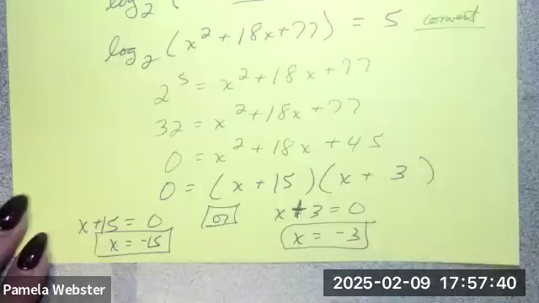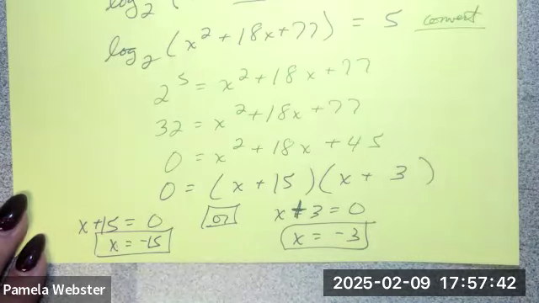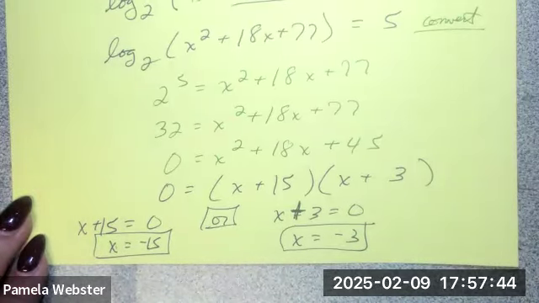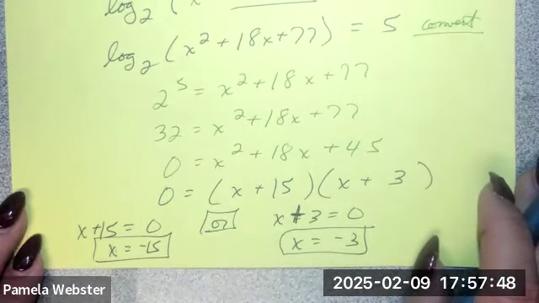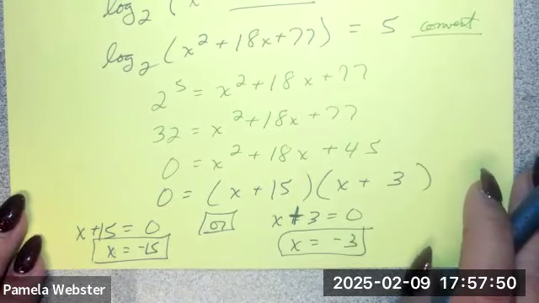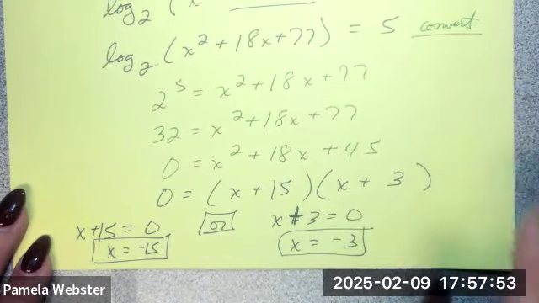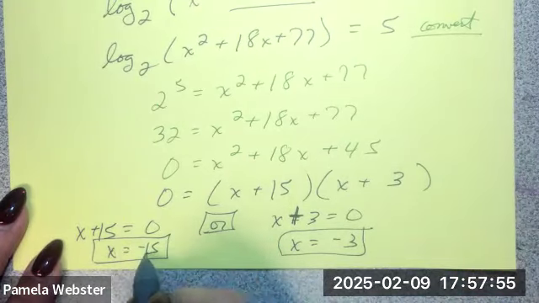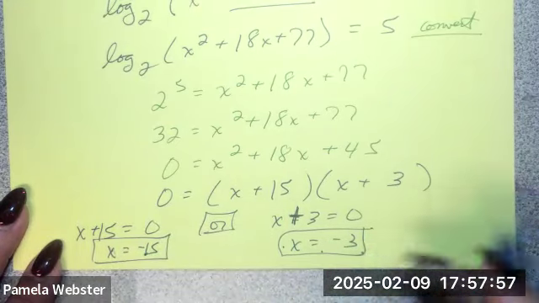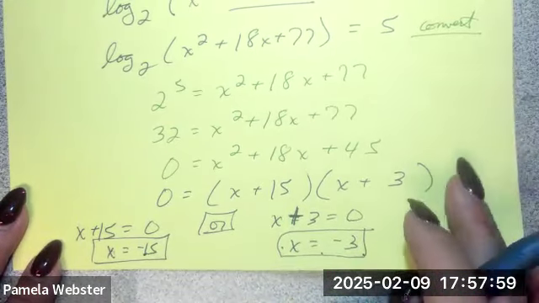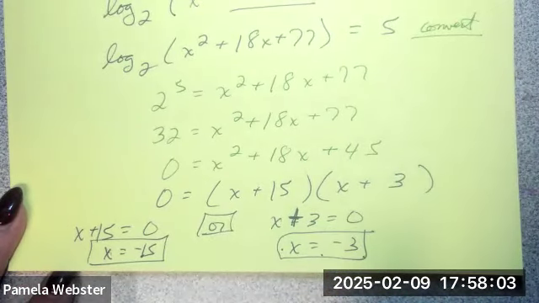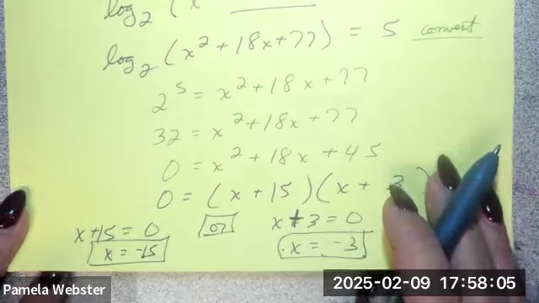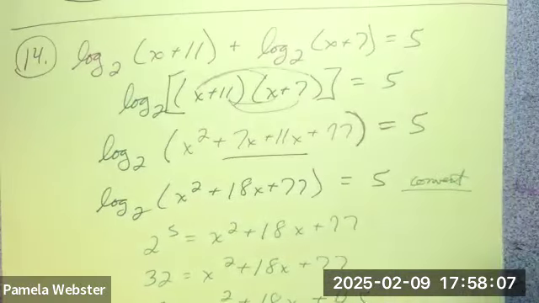Factor this. Again, hopefully you can factor really fast. You're not having to go to quadratic formula, but if you are, that's fine. Quadratic formula will work. It's just going to take you a lot more time. I got x equals negative 15 and x equals negative 3. And automatically I'm like, oh no, both of my answers are negative. I might be in trouble. So let us go back up here to the logarithms and see.